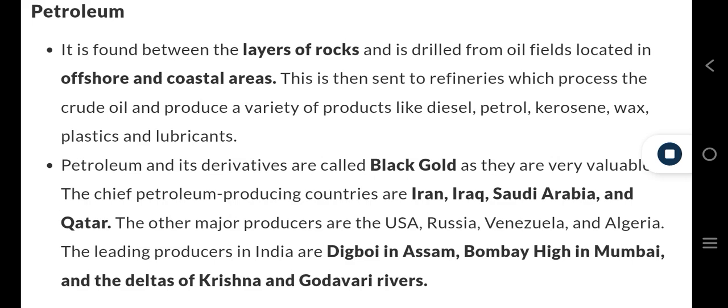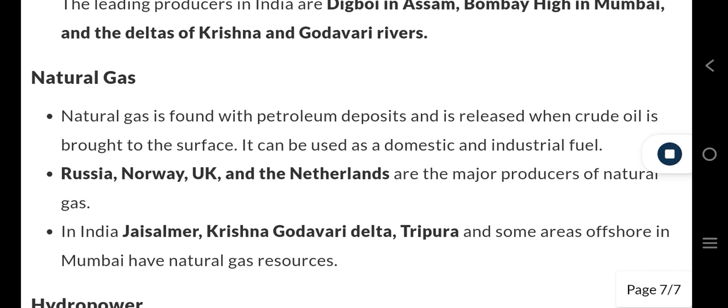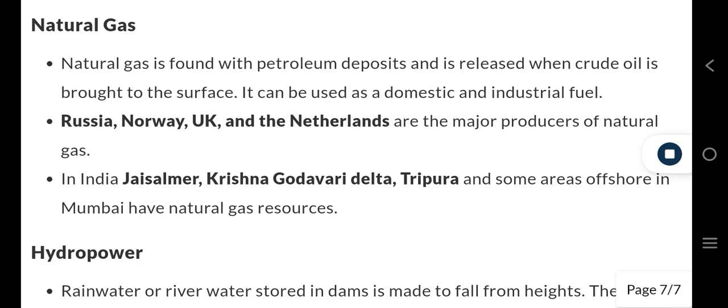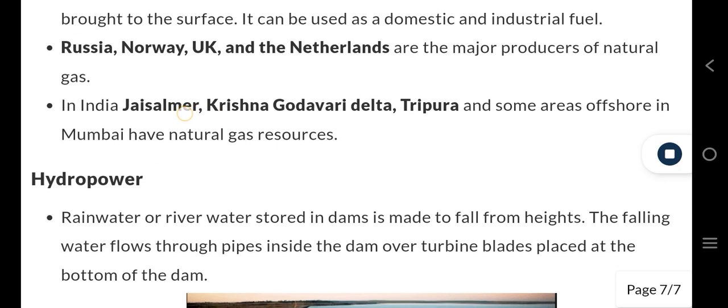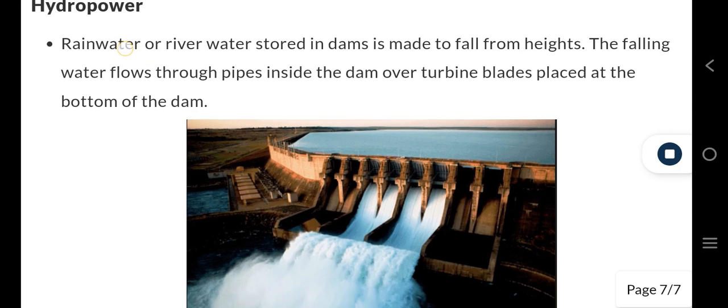The leading producers in India are Digboy in Assam, Bombay High in Mumbai, and the deltas of Krishna and Godavari rivers. Natural gas. Natural gas is found with petroleum deposits and is released when crude oil is brought to the surface. It can be used as a domestic and industrial fuel. Russia, Norway, UK, and the Netherlands are the major producers of natural gas. In India, Jaisalmer, Krishna Godavari Delta, Tripura and some areas offshore in Mumbai have natural gas resources.